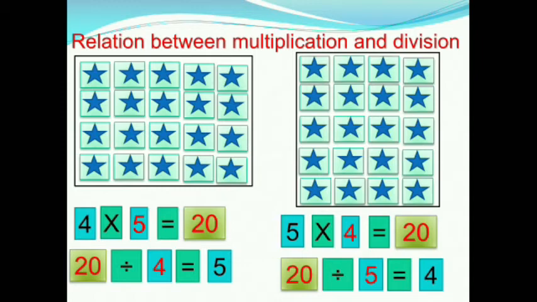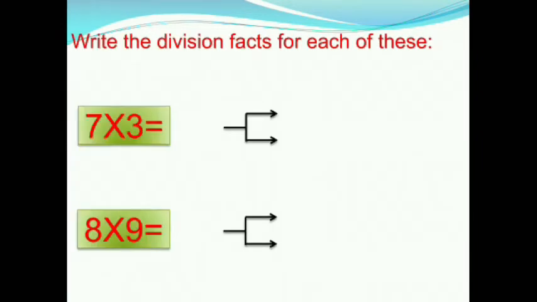In multiplication, we find the product of two numbers. In division, we can find the missing number if the other number and the product are known. Children, here for each multiplication form, we should write the corresponding division form.